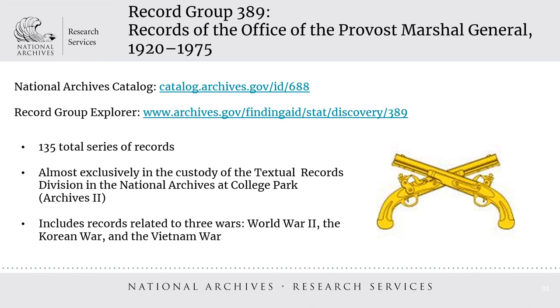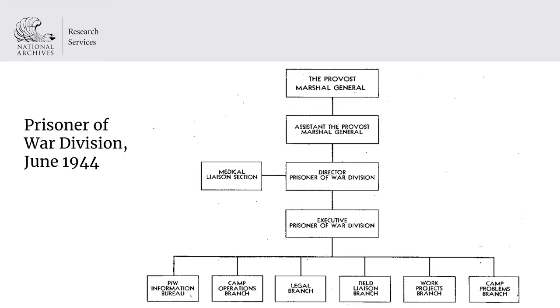This chart contains the same information as the larger organization chart that I shared earlier. This is just a slightly different view of the same subordinate offices that made up the Prisoner of War Division during World War II. As I mentioned earlier, one way to search for relevant records is to look for series that were created by or are related to these individual offices.